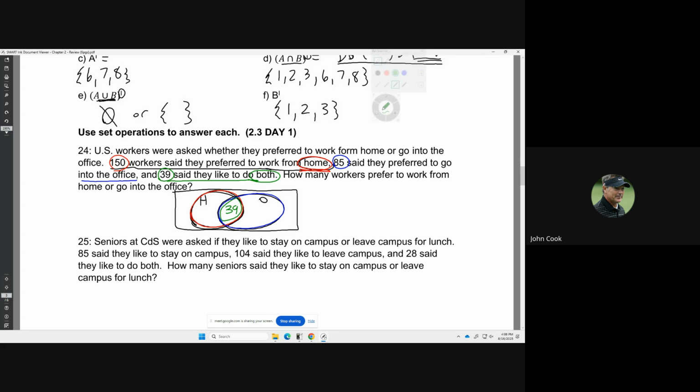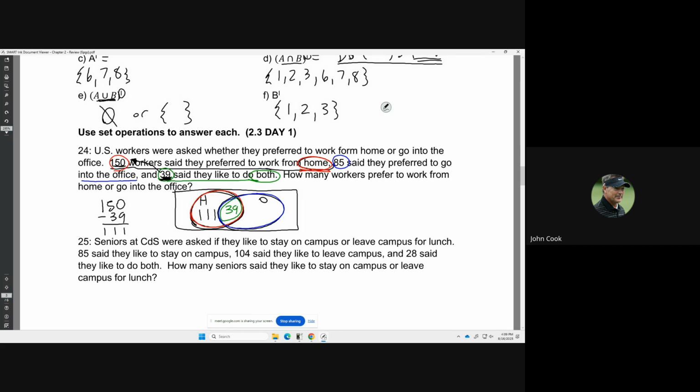If I know that 39 people want to do both, then those 39 people eat into this total of 150 people. The way that I'd find the number that goes in here is I would take 150 and subtract away 39, because 39 of those people are already counted right over here. I take that away to figure out the number that's left out of that shared region. So 150 minus 39 is going to be 111. So 111.